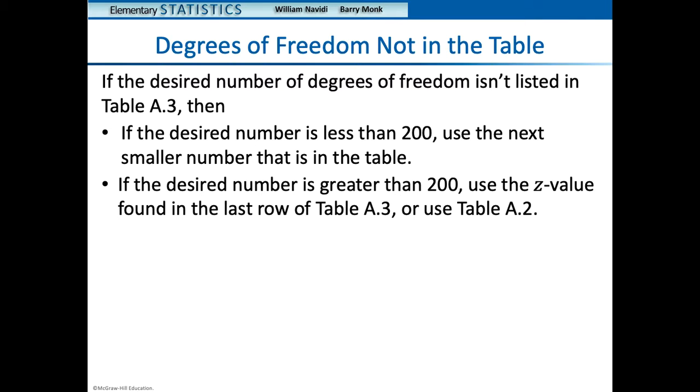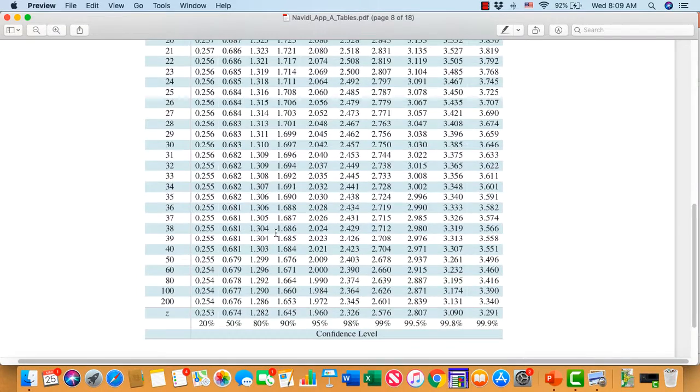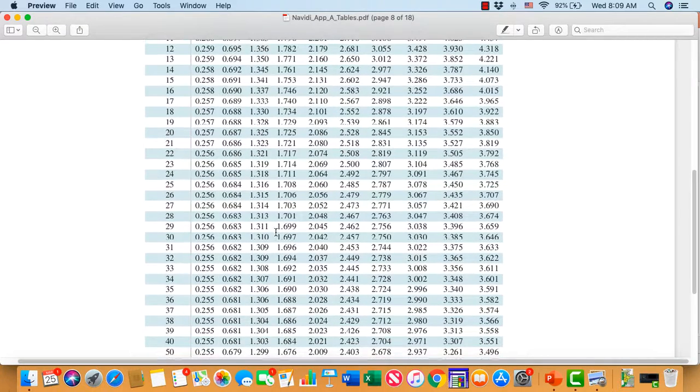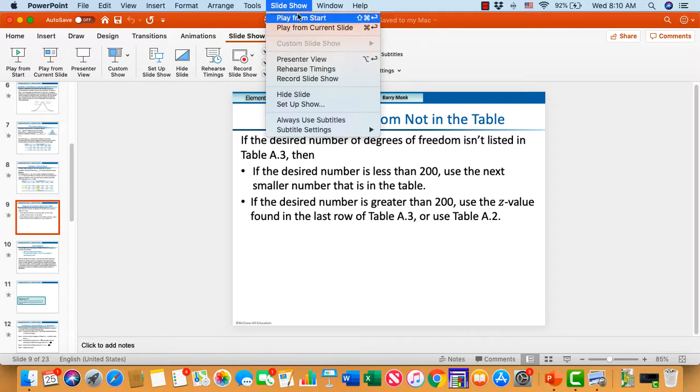Now, you'll find that the table will not have every single degree of freedom value. If we flip back over to the table, you'll see that it has every number from 1 up to 40. But once we get to 40, then it jumps to 50, jumps to 60, jumps to 80, jumps to 100, jumps to 200, right? So for the bigger numbers, it tends to skip. So what do you do if, say, your degrees of freedom is something like 45 or 44, a number that does not show up here? These are the rules that we would follow.